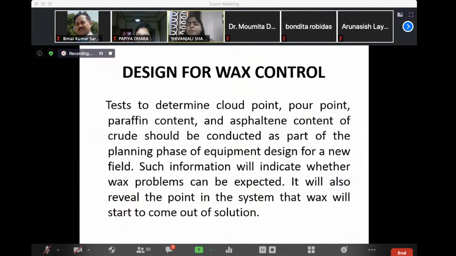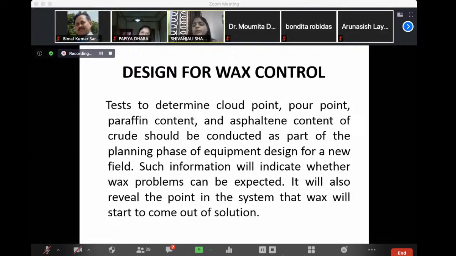Okay, so whenever we design a pipeline, a storage tank, or a production tubing to produce crude oil, we need to do the basic characterization of the crude oil we are handling. What is this basic characterization? We need to know the percentage of wax content. When you talk about India, Indian crude oil is medium waxy crude oil. Medium waxy crude oil, what do you mean by that? The wax content is somewhere between 10% to 18%.